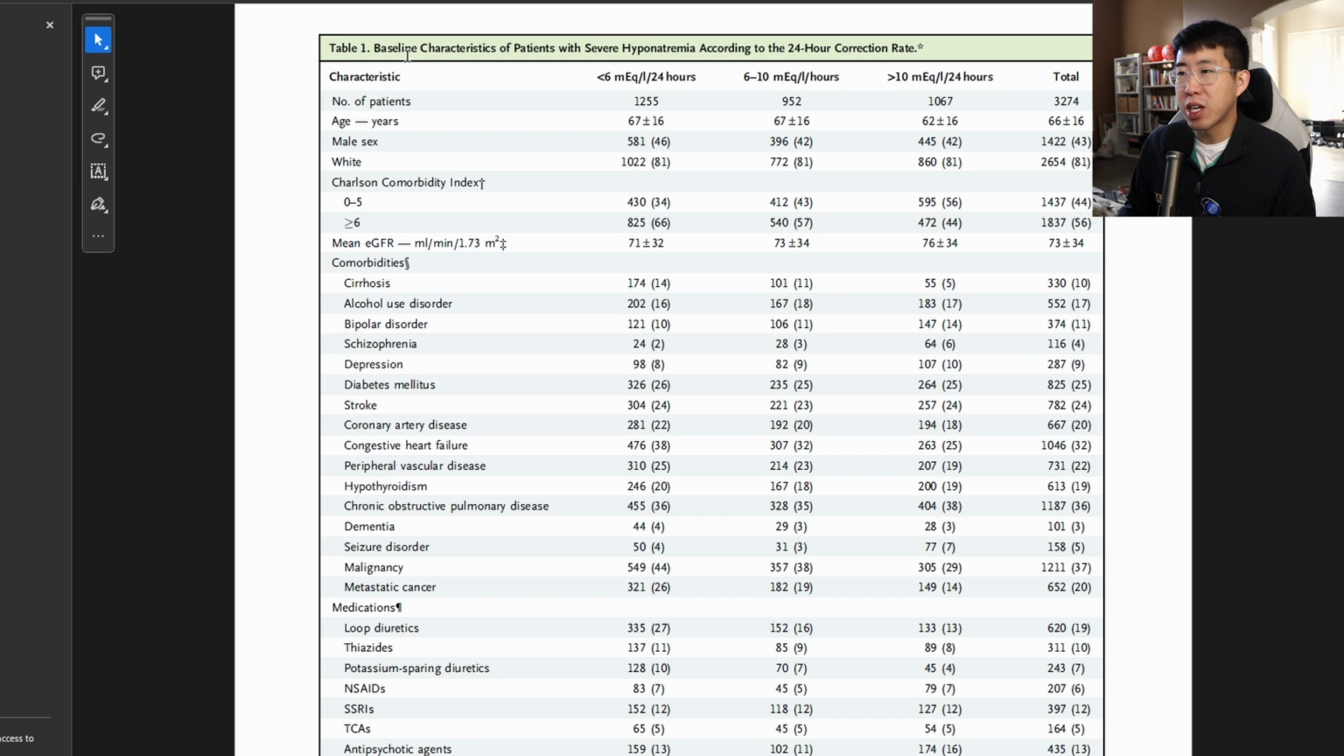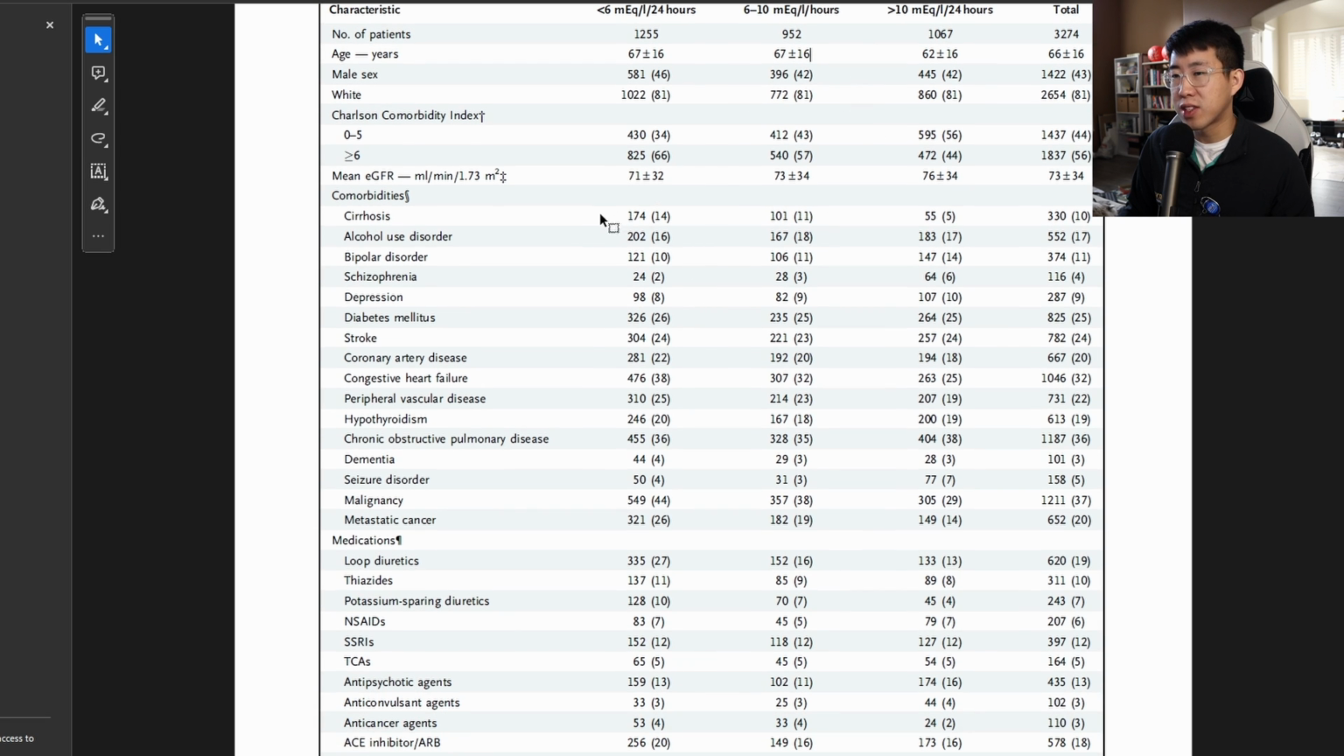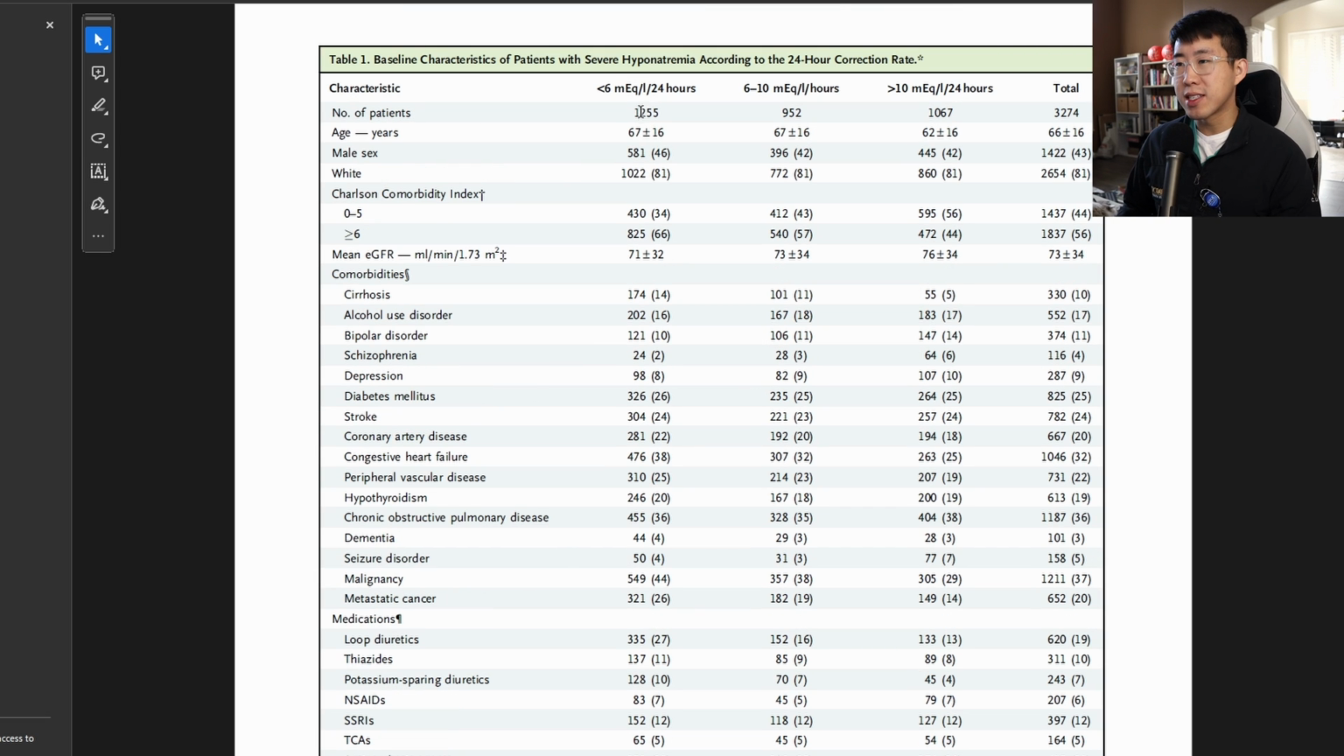So table one is going to be our baseline characteristics. In the three groups, you can see there were about 1,200 patients in the first group, 950 in the second group, and 1,000 in the last group. And you can see all of the different comorbidities that these patients had. One thing to note is that the group that corrected less than 6 milliequivalents per 24 hours tended to have more cirrhosis and heart failure compared to the group that did correct greater than 10 milliequivalents per 24 hours. So only 5% in this group and 25% here.